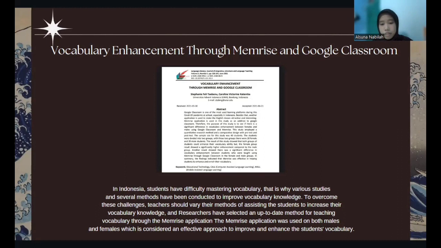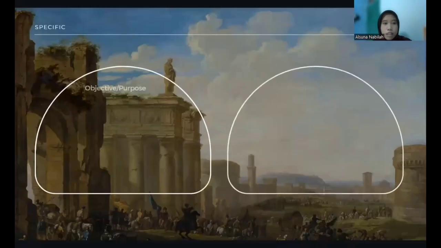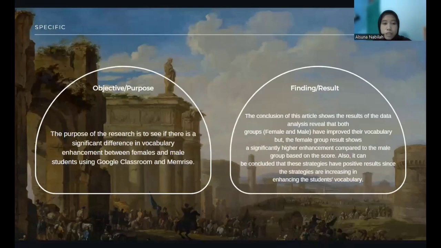Researchers should select up-to-date methods for teaching vocabulary, such as the Memrise application. Memrise was used on both males and females, and is considered an effective approach to enhance student vocabulary. The objective or purpose of this article is to see if there is a significant difference in vocabulary enhancement between female and male students using Google Classroom and Memrise.